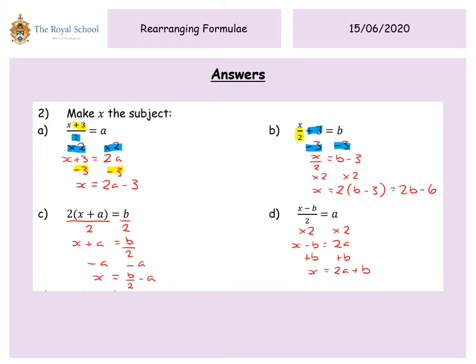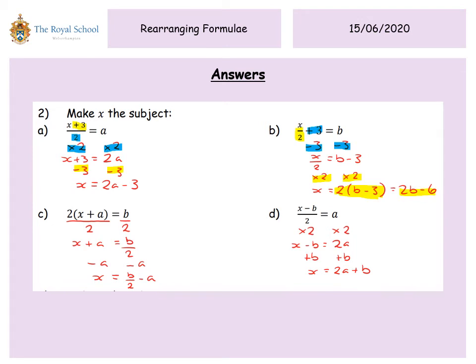And then the last thing we do is reverse the first thing that happened. The first thing that happened to x was dividing by 2. So now we times by 2 to get rid of that. And again, you could rewrite that as the bracket version there, or you could have expanded the brackets if you wanted to get 2b minus 6.